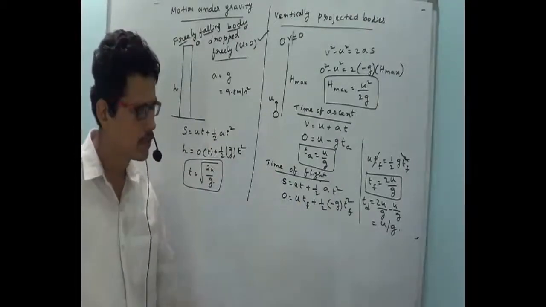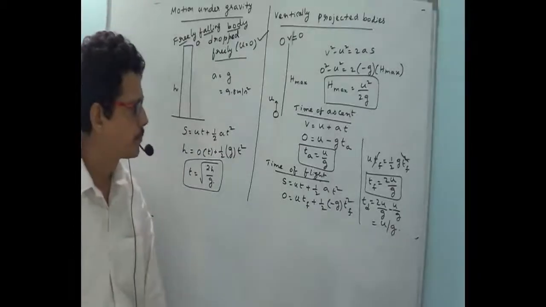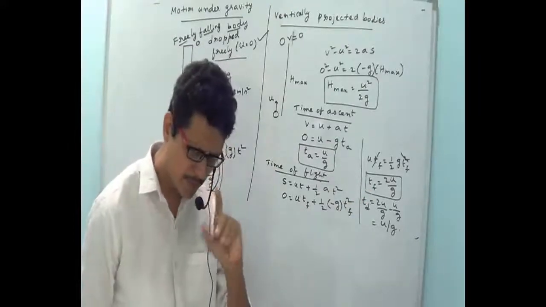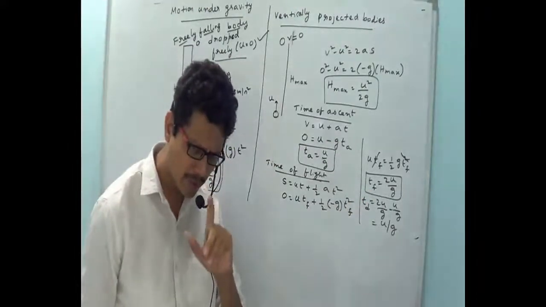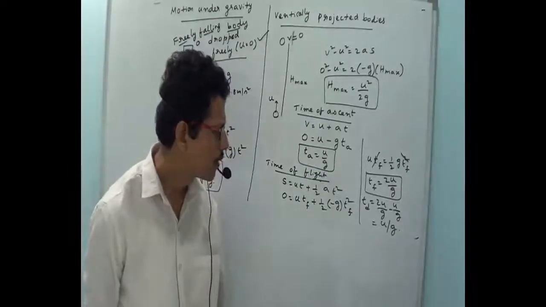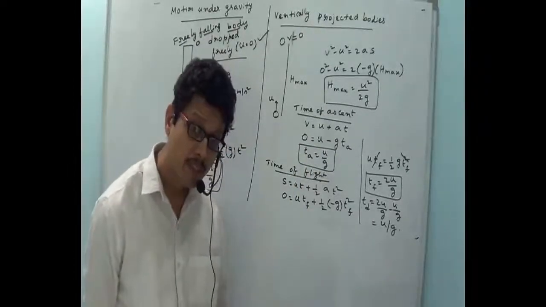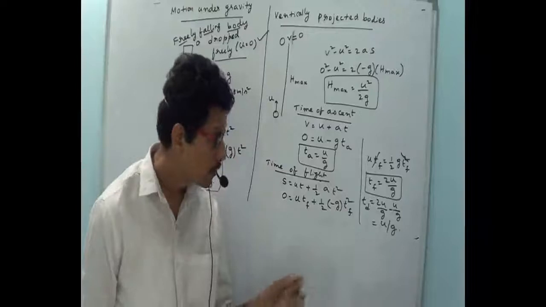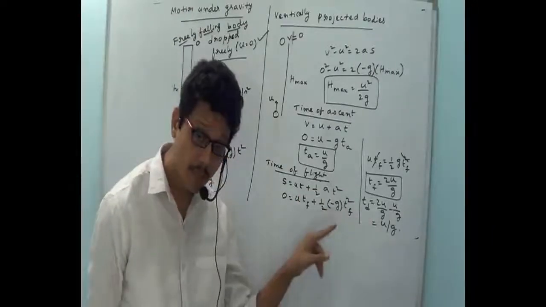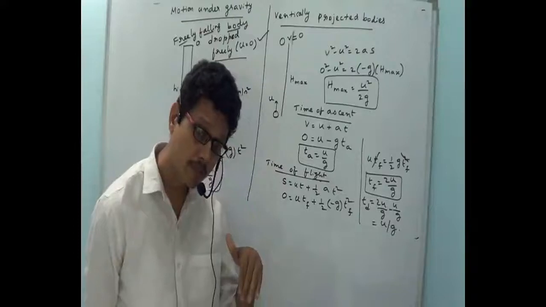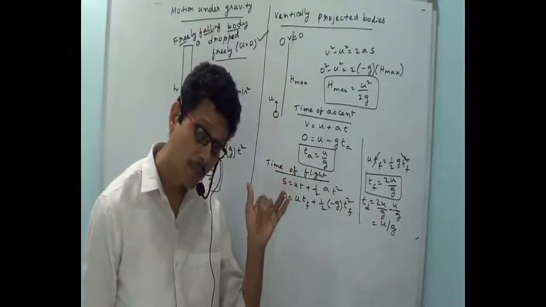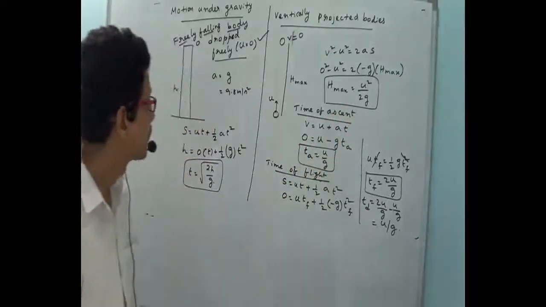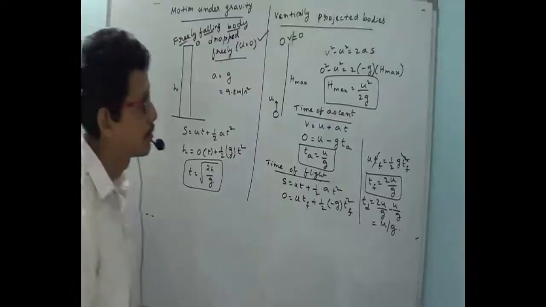You understood all this? Okay. Time of flight is 2u by g, and it is the time taken for the body to remain in the air. Time of ascent is the time taken to reach the maximum height. And what is time of descent? It is the time taken to come back to the earth after reaching the maximum height. Okay, this is maximum height, u square by 2g.